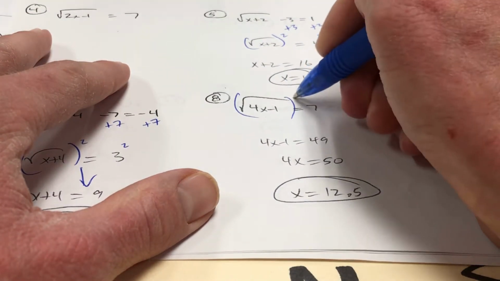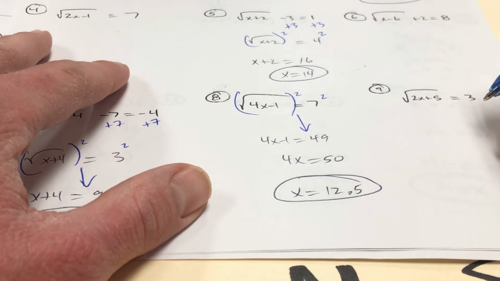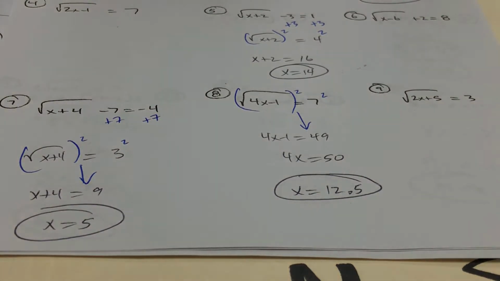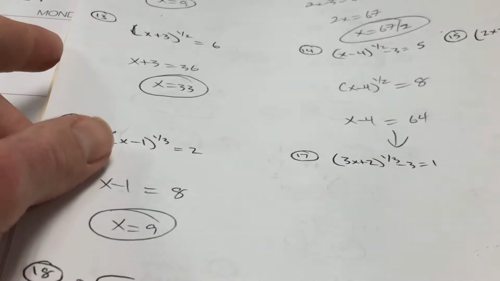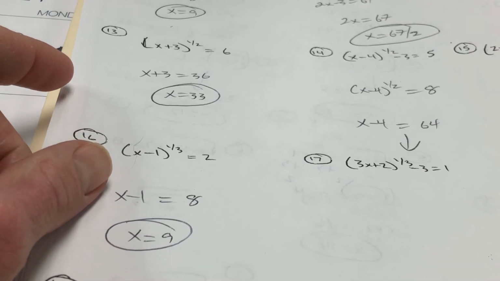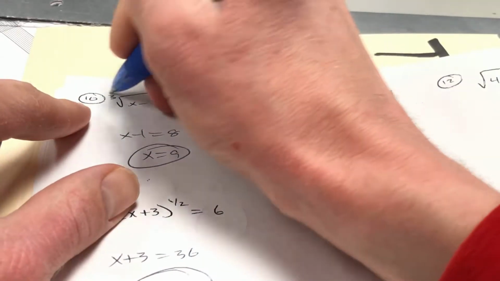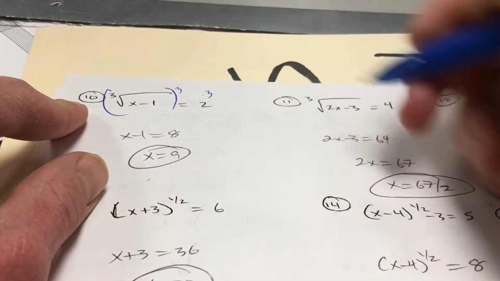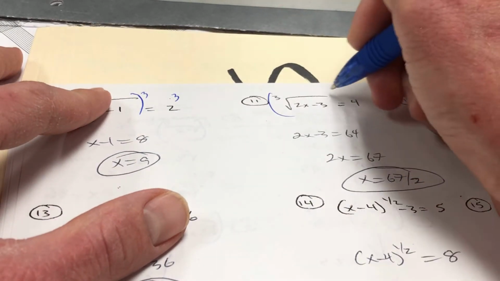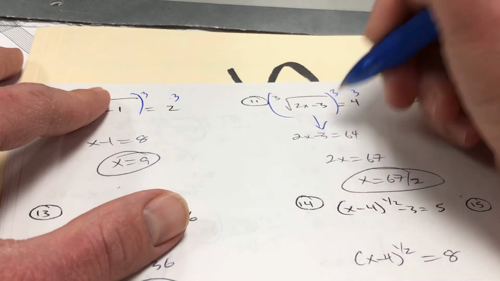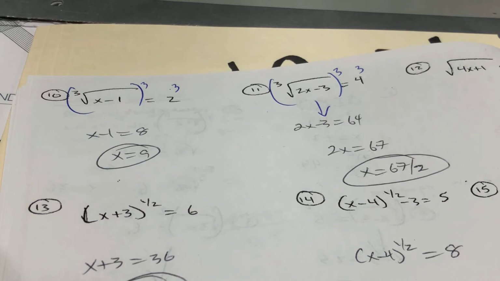Square both sides. 4x minus 1 is 49. 4x is 50. X is 12.5. All right, raise both sides to the third power. X minus 1 is equal to 8. X is 9. Raise both sides to the third power. 2x minus 3 is 64. 2x is 67. 67 over 2.